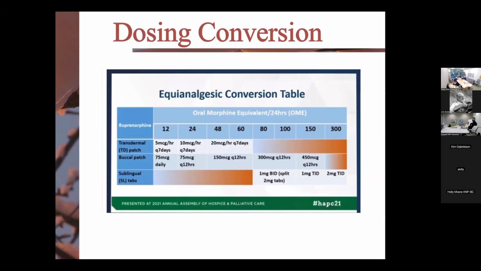I want to thank Dr. Emery for this slide. She came across this a couple years ago and it has really been the best conversion table that I've seen myself. The top row is the oral morphine equivalents in 24 hours: 12, 24, 48, et cetera. And then you've got all the different forms of buprenorphine: transdermal, buccal, and then sublingual.